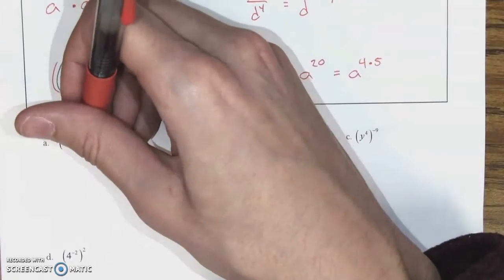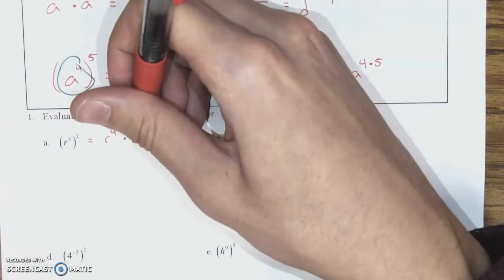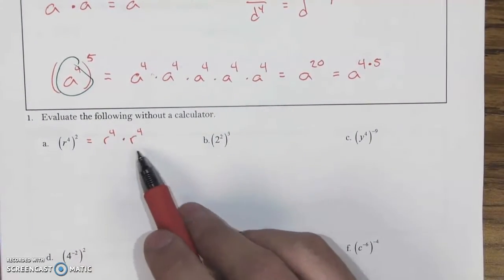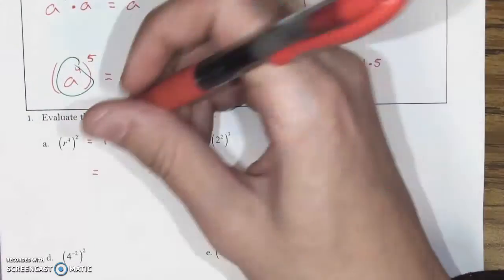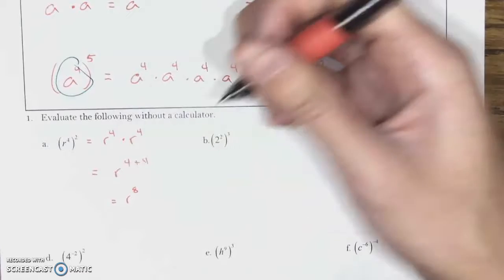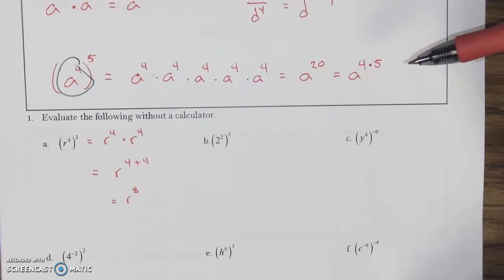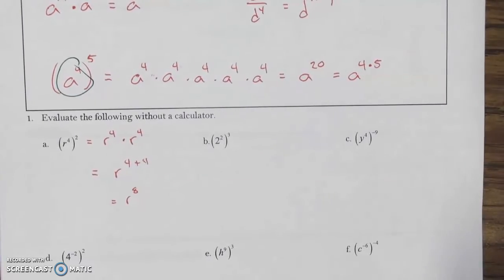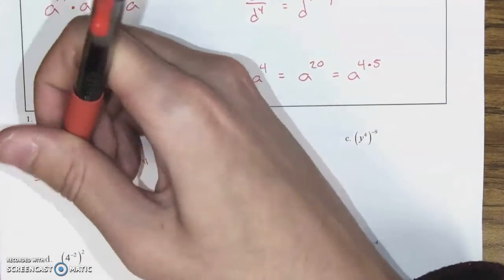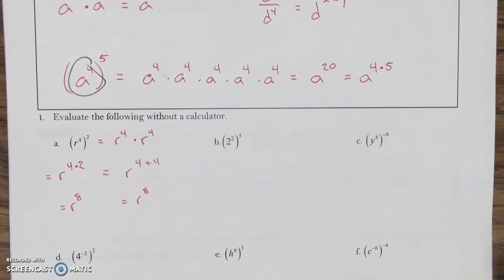So we can take this as r to the 4th times itself twice. That's where we get that squared. We're taking the base, r to the 4th, times itself twice. We can add the exponents, and we'll have r to the 4 plus 4, and we get r to the 8th. If you choose to simplify this using the power rule, you may also recognize that this is r to the 4 times 2, which gets you r to the 8th. Either approach is fine. You may use either.